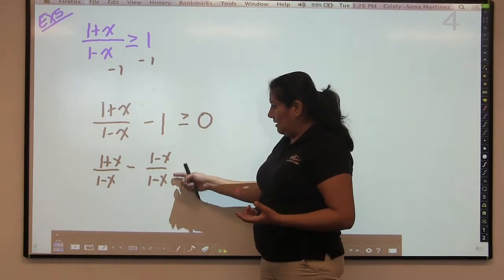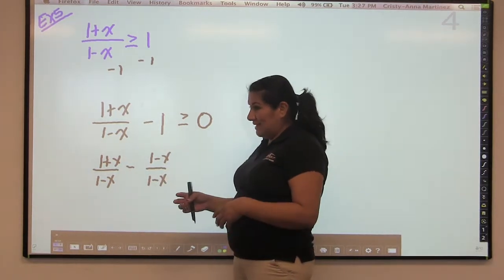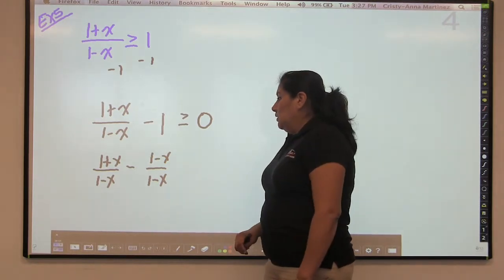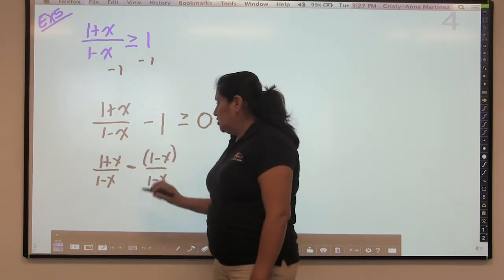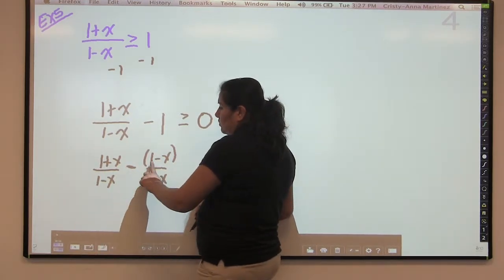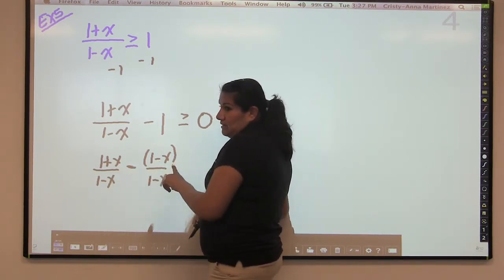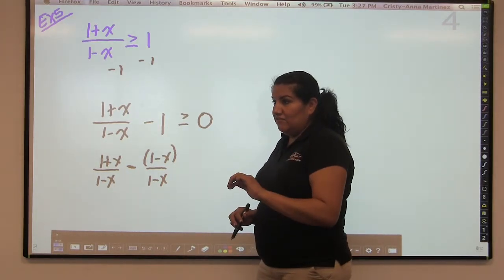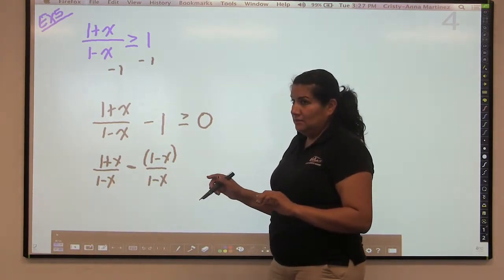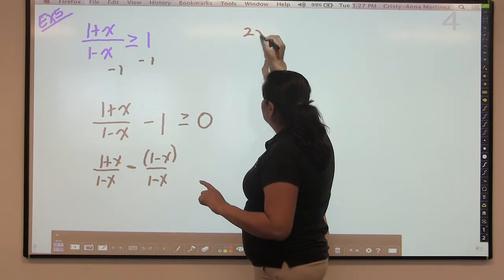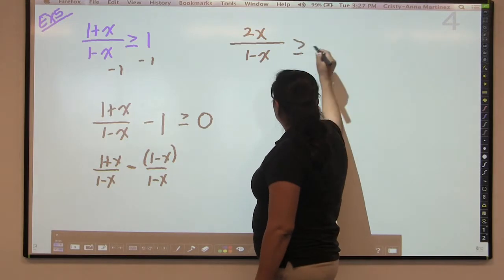Because again, the same top and bottom is the same thing as a 1. Like 2 divided by 2 is 1, 5 divided by 5 is 1, 1 minus x divided by 1 minus x is 1. Then I'm going to caution you to be careful with this negative right here. When you combine it, you are going to say 1 minus 1, which is 0. But you're also going to get x minus negative x. And that's not 0, because minus negative makes it a positive. It's actually x plus x, which is 2x. So now we have 2x on the top, and on the bottom we still have the 1 minus x, greater than or equal to 0.